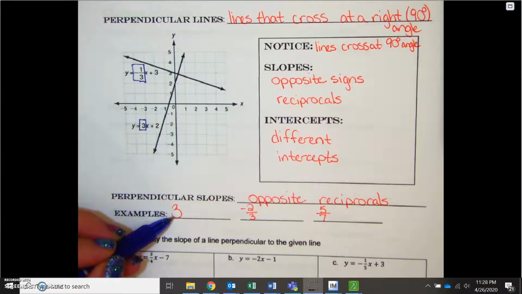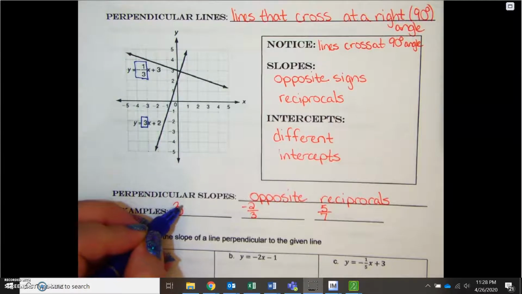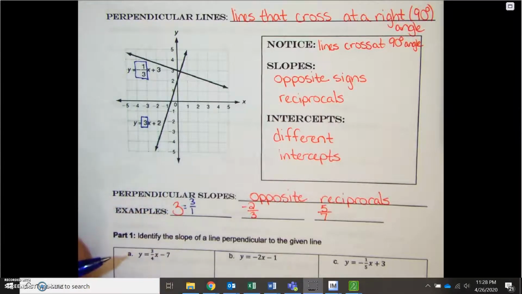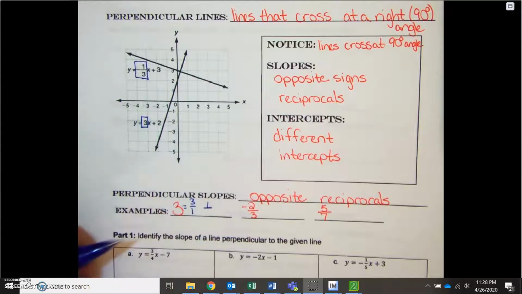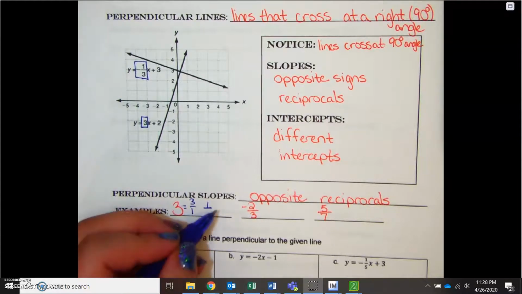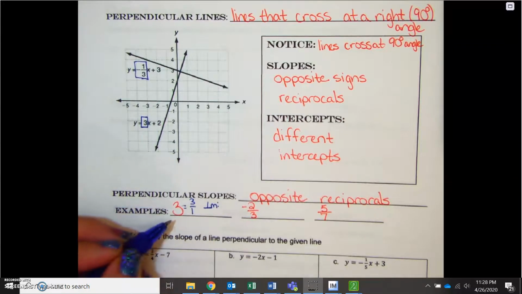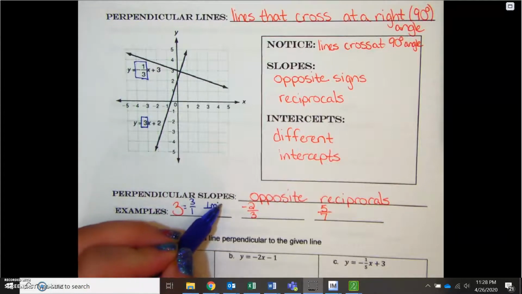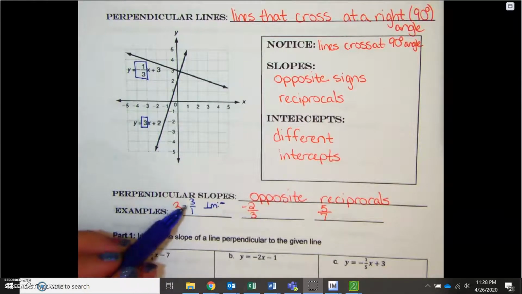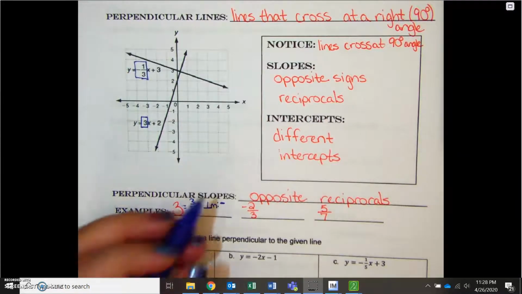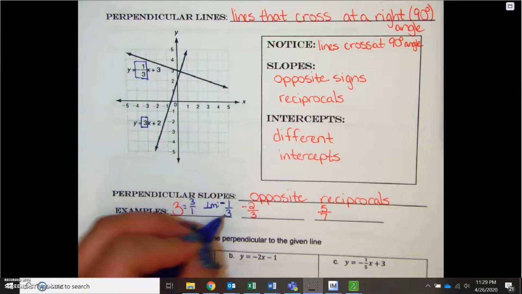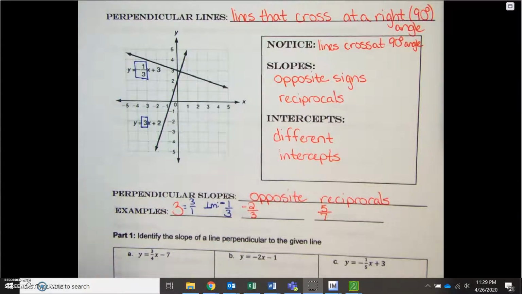The first one is 3, and we know that 3 is really 3/1. So if I want the perpendicular slope, and just like parallel, we use 2 slanted lines, perpendicular, we can use an upside down T. So the perpendicular slope, we first know that it's the opposite sign. So this was +3. That means our perpendicular slope will be negative. And then reciprocal. That's why we wrote this as a fraction. We're going to flip that 3/1 upside down to become 1/3. Let's do it again here.